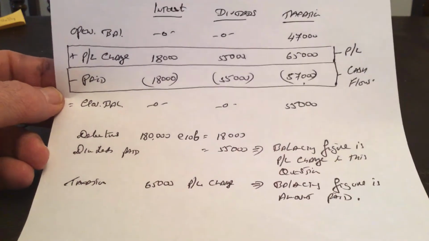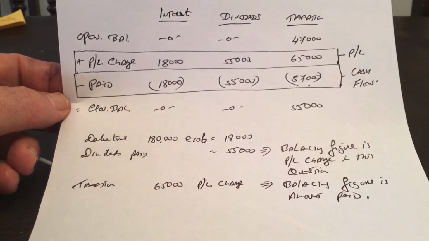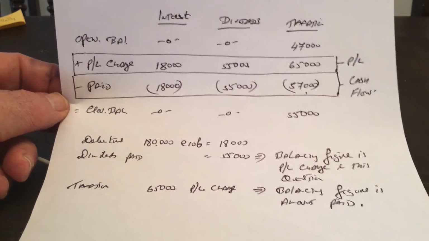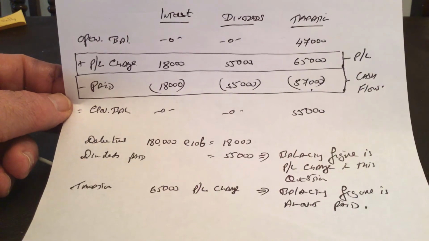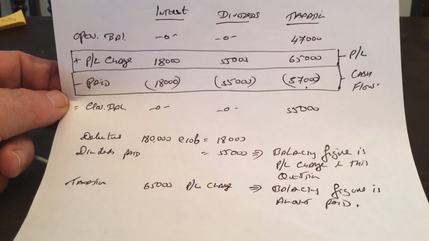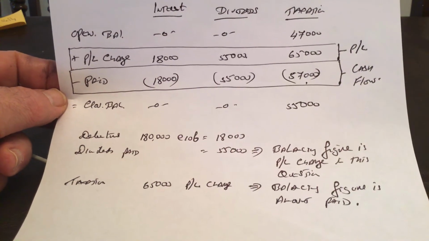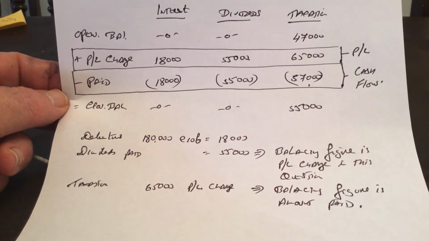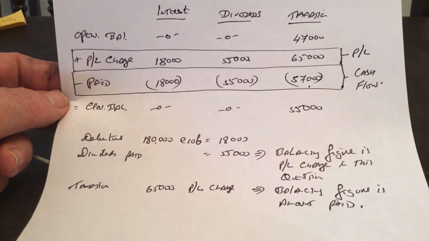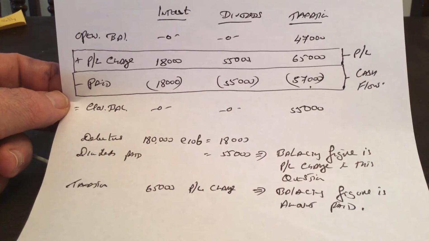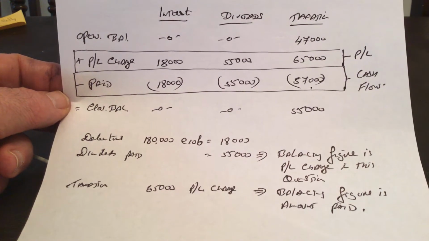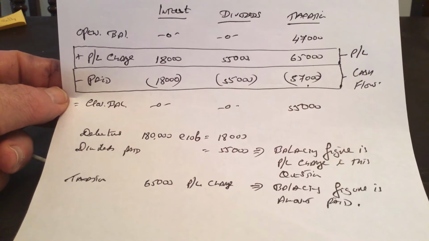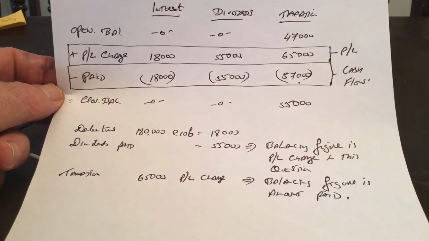You will see from the question there is no opening or closing balance for interest. There is no opening or closing balance for dividends. There's an opening balance of 47,000 and a closing balance of 55,000 for taxation. Now, the P&L charge for interest, that we had debentures of 180,000 for the whole year at 10%, which is 18,000. So the balancing figure then is the amount paid. So that gives us a closing balance of 0.